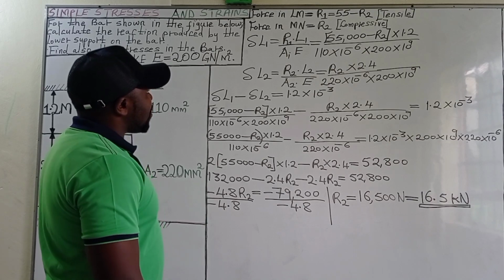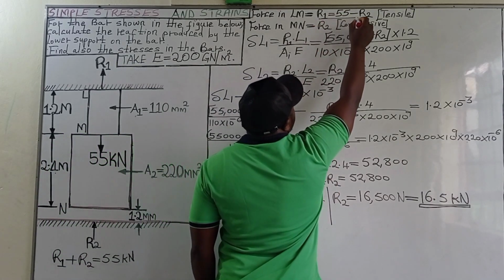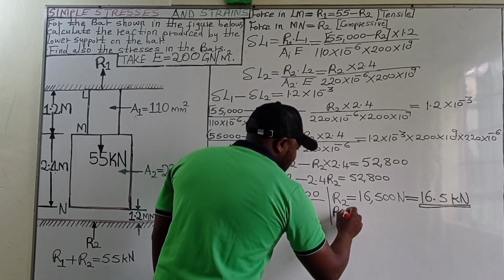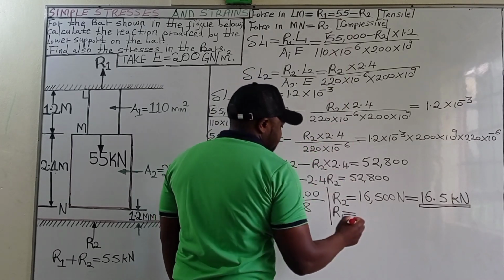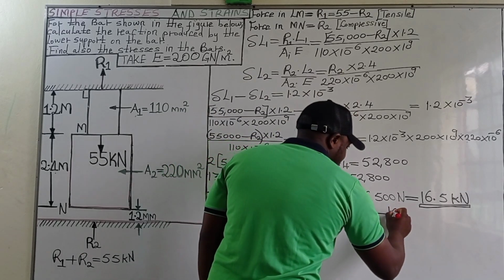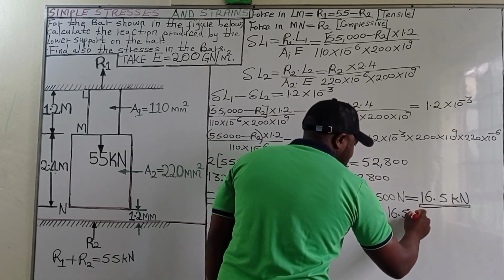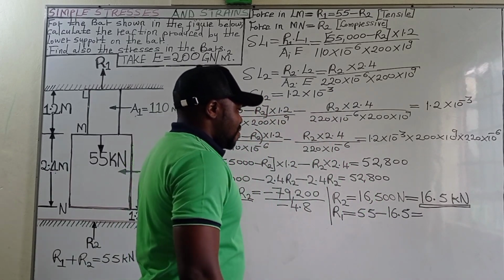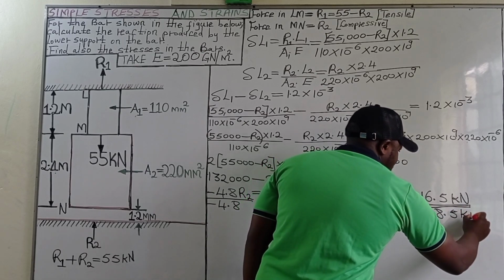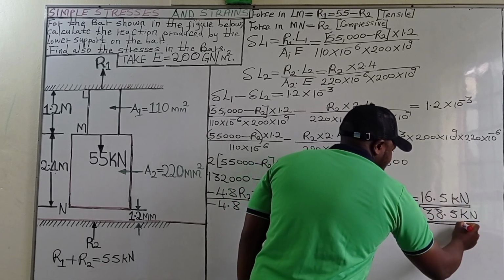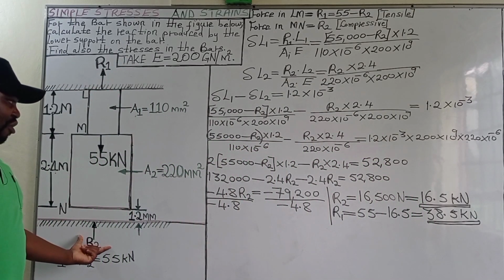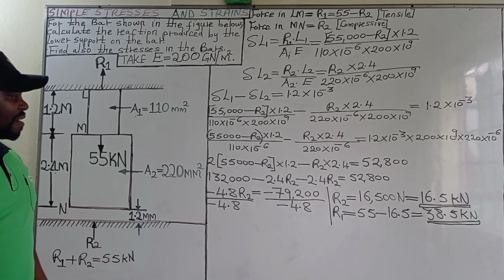Now for us to get R1, we are going to use this relation, whereby R1 is equal to 55 minus R2, and R2 is, in this case, 16.5 kilonewtons. So when you do that, you are going to get a force of 38.5 kilonewtons. So we have the values of the reaction on the upper support and reaction on the lower support. So we have answered the first part of this question.